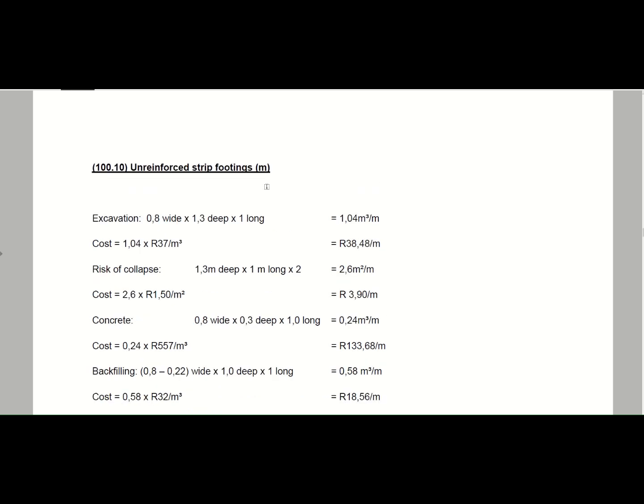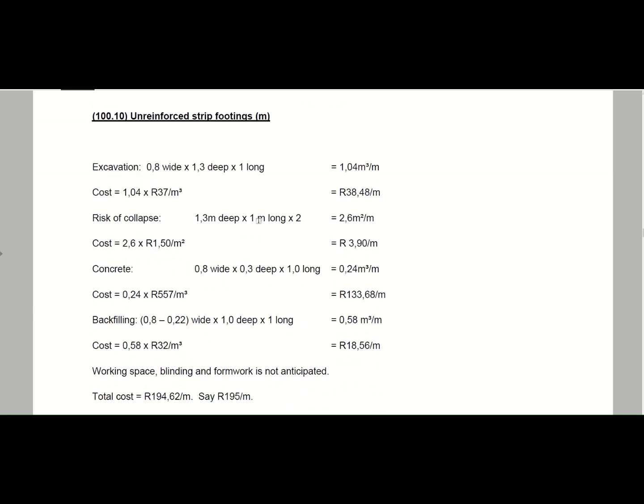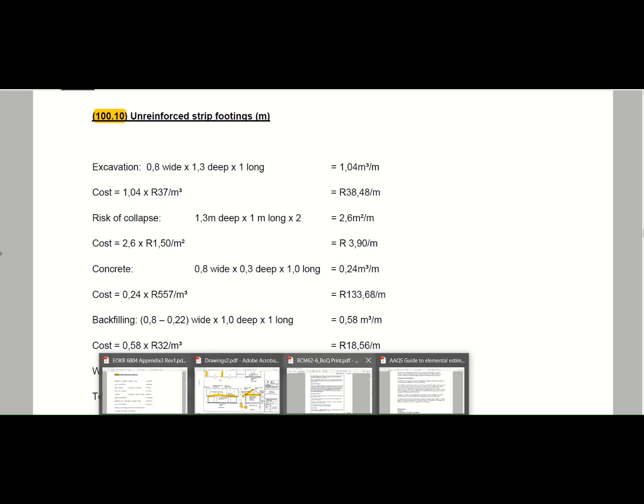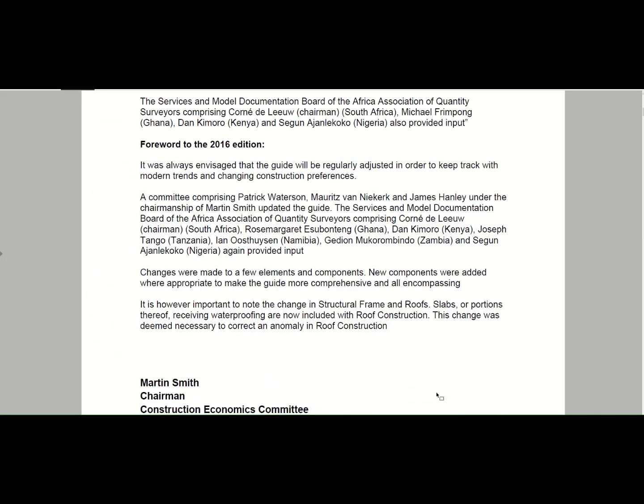Okay, so now you've done all of your measurements, but that's usually the easy section of your estimation, to get your quantities together. But now you need to put together your rates. So going to your unreinforced strip footings. Okay, so this is item 110 of your guideline. So let me just go to our guideline. I hope I still have it open. That's the bill. Here we go.